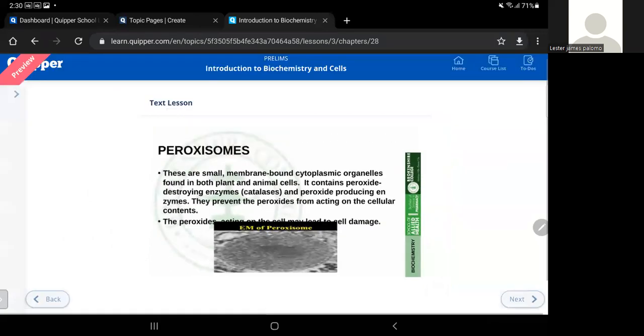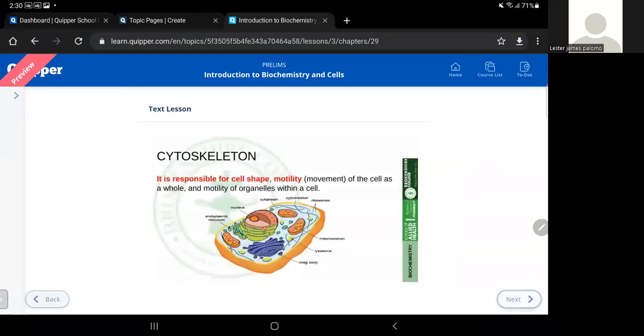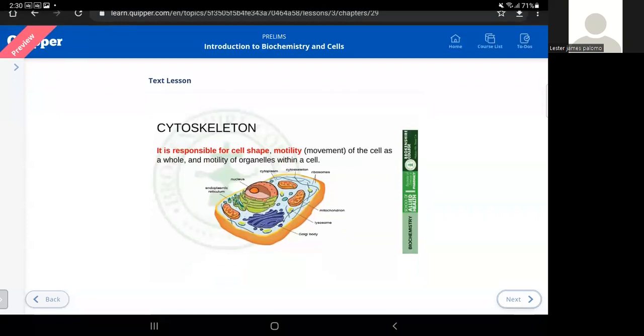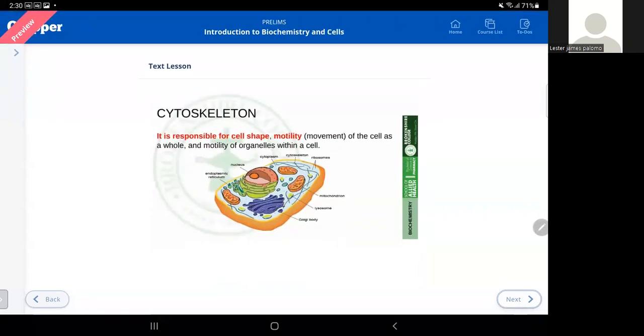Okay, sige. Let's continue. Then we have cytoskeleton. So si cytoskeleton provides the basic framework of the cell, no? It is responsible for the cell shape, even the movement of the cell as a whole and motility of organelles within a cell, because cytoskeleton is a component as well of your flagella, your villi, no? Meron siyang composition ni cytoskeleton.